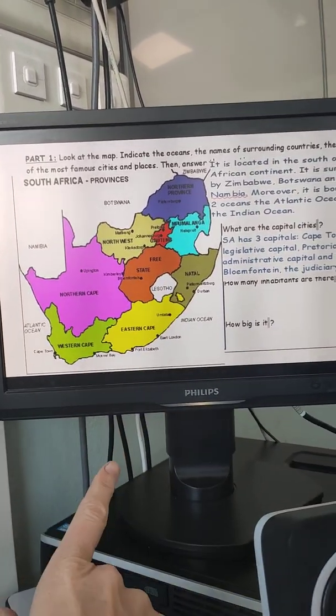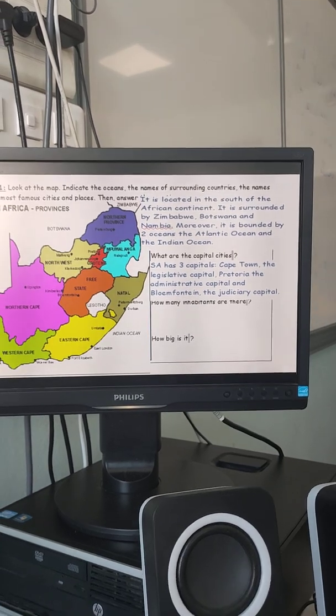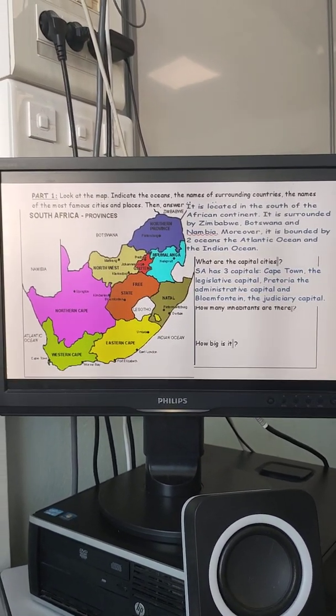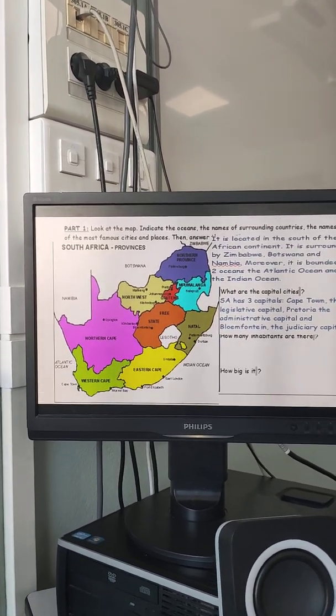What is really surprising is that South Africa actually has 3 capitals. It has Cape Town, which is the legislative capital, Pretoria, which is the administrative capital, and Bloemfontein, the judiciary capital.